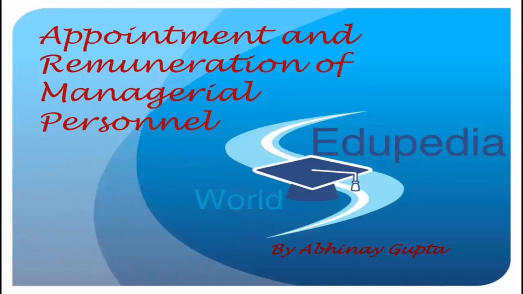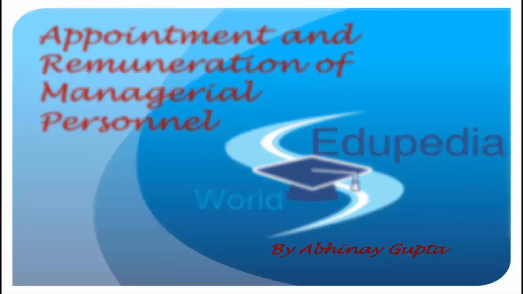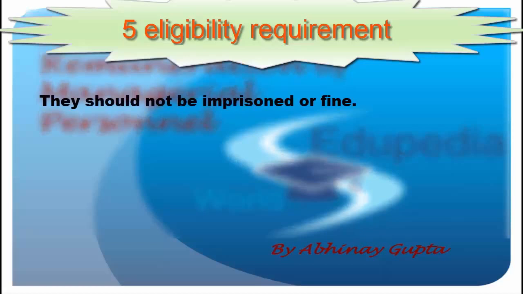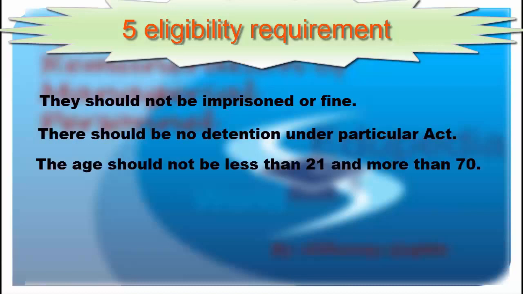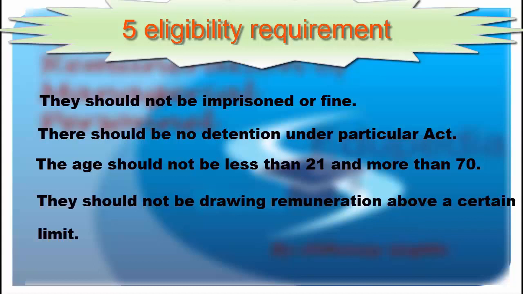So you remember all the 5 that we had discussed in the previous lecture? Yes, that they should not be imprisoned or fined under certain acts. There should be no detention under a particular act. The age should not be less than 21 and more than 70, and they should not be drawing remuneration above a certain limit, and they should be a resident in India. Right? So these were the 5 eligibility criteria that we had seen.